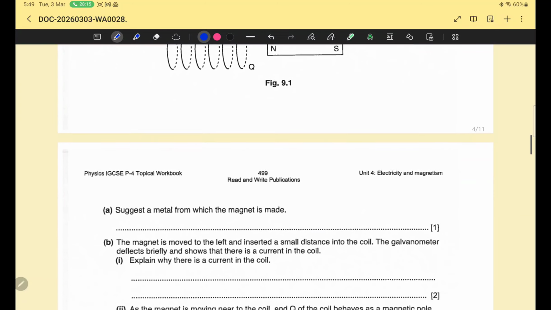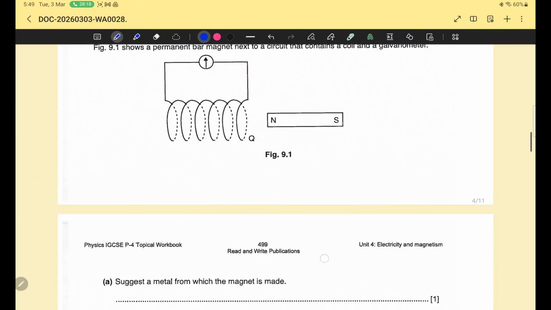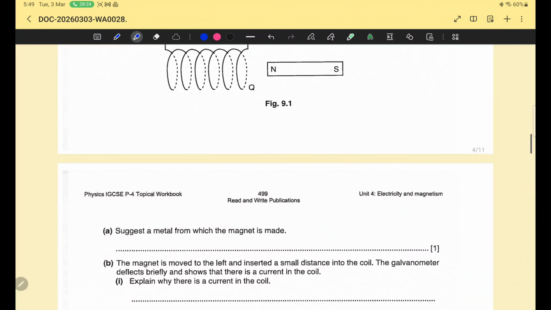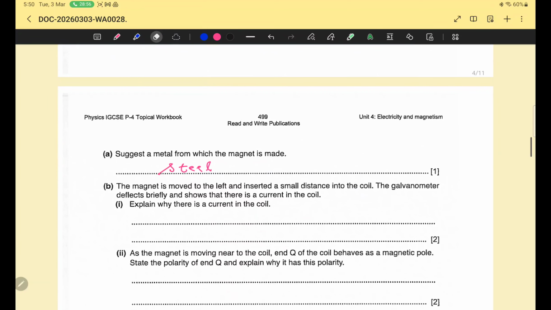And now the next question. It is a very simple question, but I am asking Atif so that I can check he is in class or not. Atif, beta, are you there? Suggest a metal from which the magnet is made. Oh my God, you are wrong. Electromagnets are made of iron. This is a permanent magnet, and a permanent magnet is made of steel. But you made a mistake earlier. So the answer is steel.